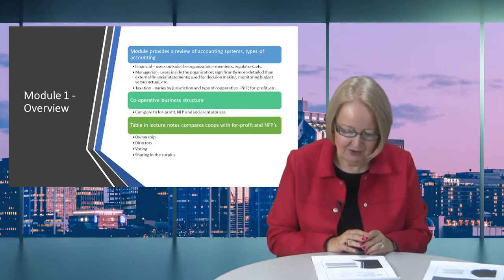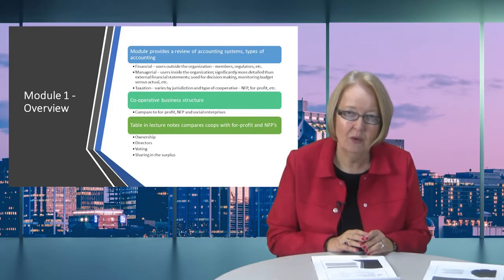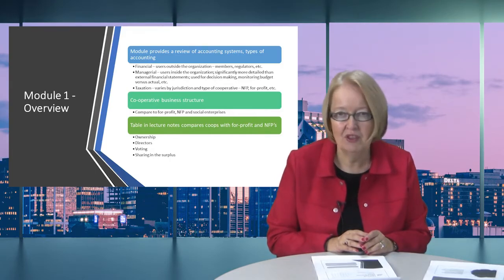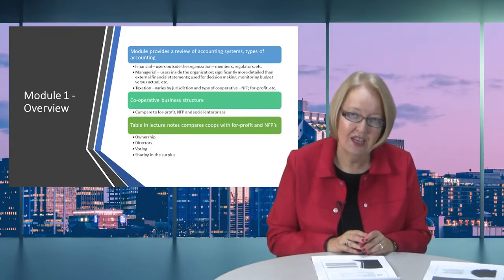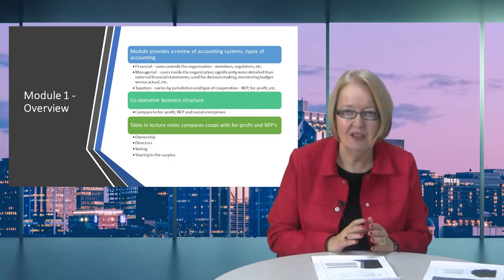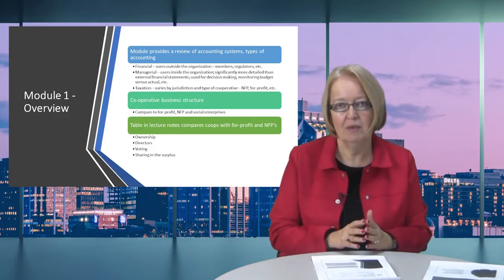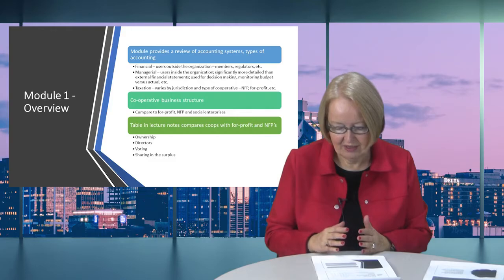Another concept covered in this module is the unique nature of the cooperative business structure. So we compare the cooperative structure to the not-for-profit and the public sector. And there you'll see in the lecture notes, there's a table there that provides a very detailed description and comparison of the business structure of a cooperative in comparison to commercial enterprises and the not-for-profit.